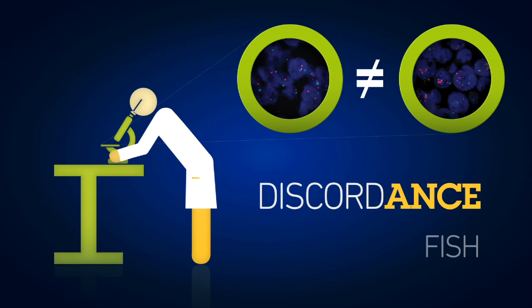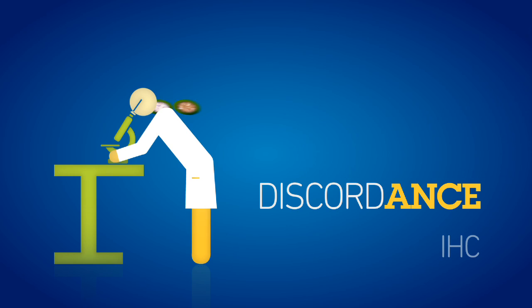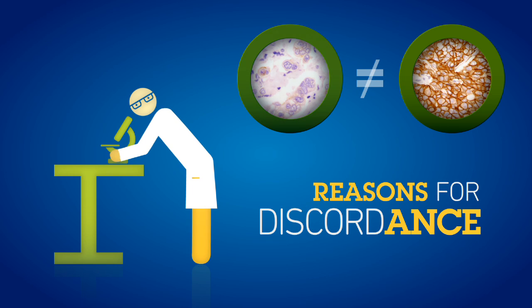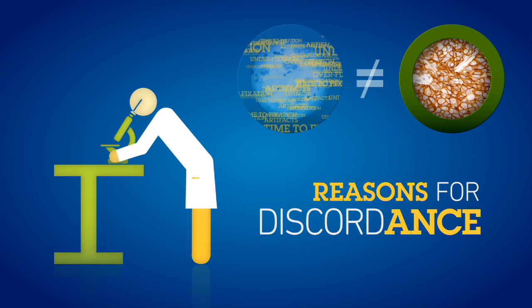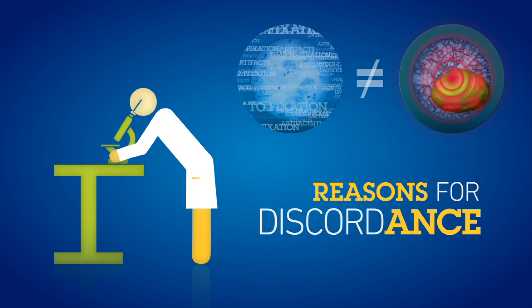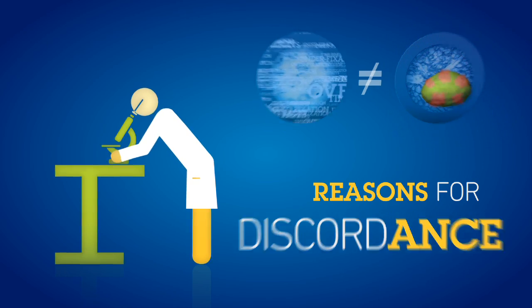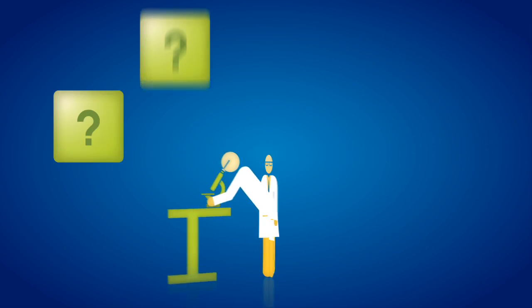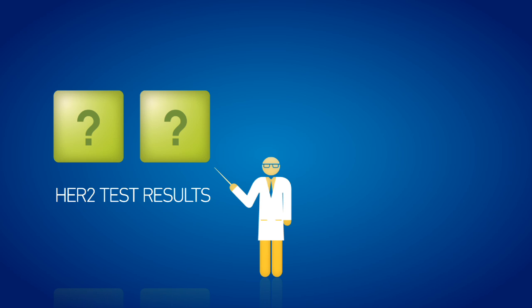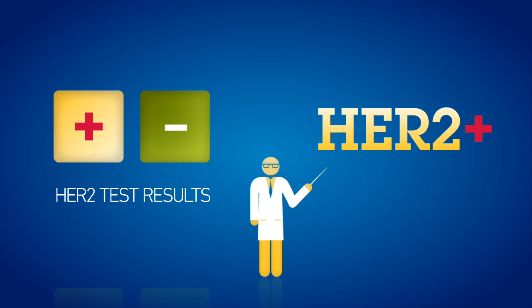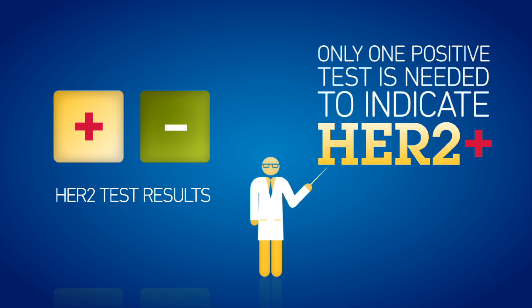Discordance is when two HER2 tests don't match. Two potential reasons could be that either one test was flawed or the results are due to tumor heterogeneity. Limitations in assay precision make it inadvisable to rely on a single method to rule out HER2 positivity. Only one positive test is needed to indicate HER2 positive status.